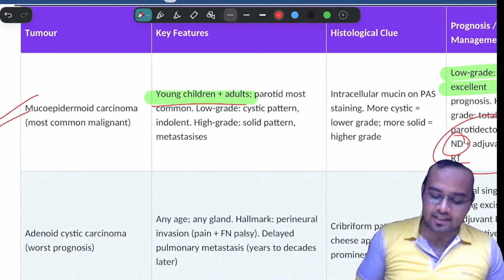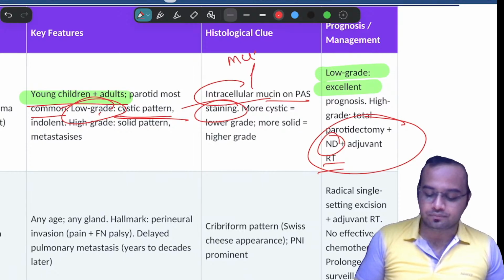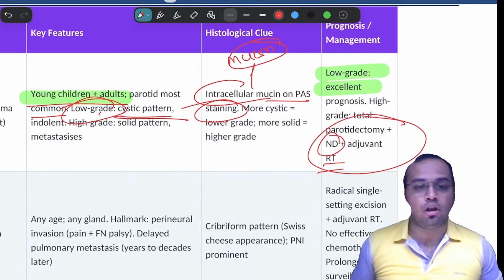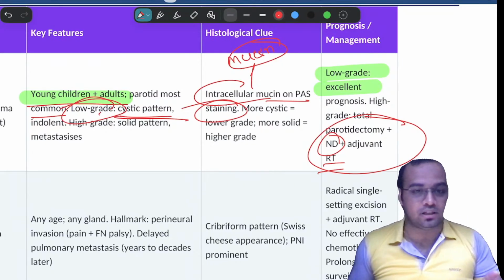So it is seen in young children. Parotid is the most common. It is a low grade cystic neoplasm with intracellular mucin on PAS staining. So it is mucin positive. When we discuss colonic cancer, we will talk about mucin there as well, but mucin in colon cancer is a bad prognostic factor.